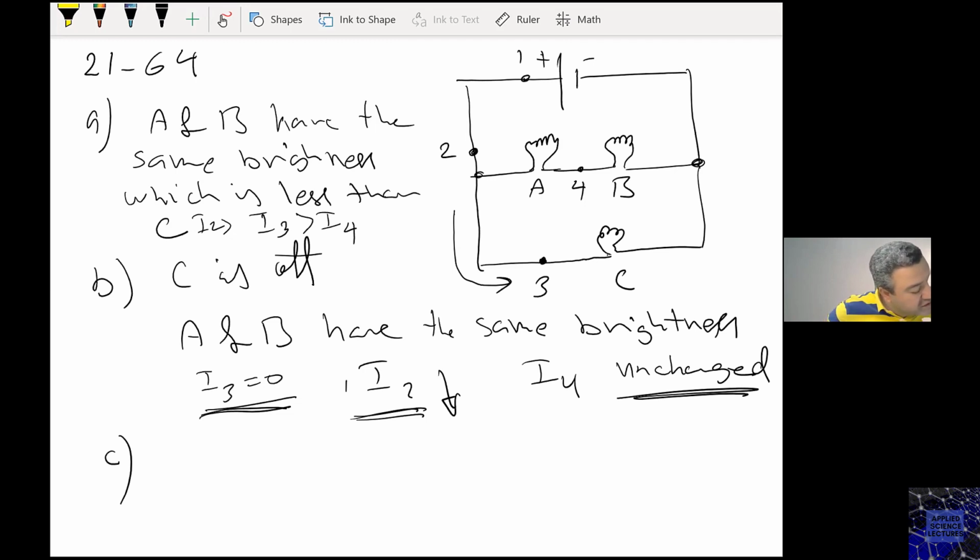Bulb A is now unscrewed from its socket. Bulb C remains unscrewed. What happens simultaneously to the brightness of the bulbs and the currents at points 1, 2, and 3? So now we unscrewed bulb A. Bulb C remains unscrewed. What happens simultaneously to the brightness of the bulbs and to the current?